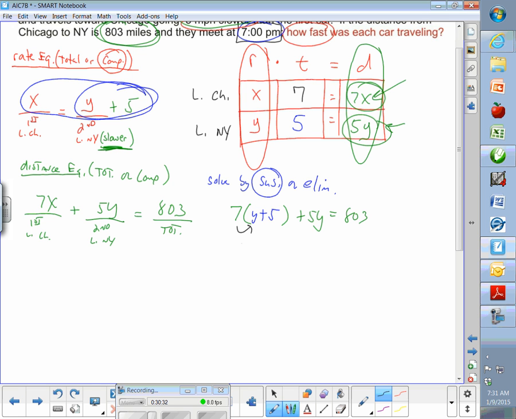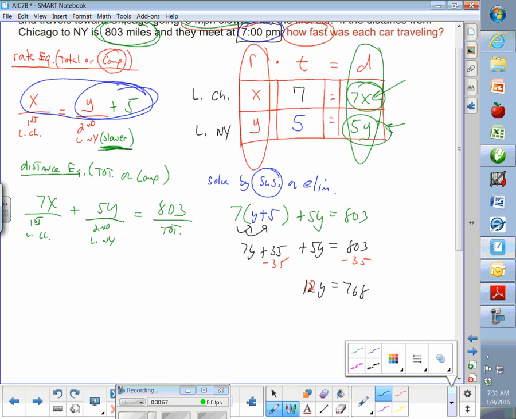Distribute. 7 times y, 7y, 7 times 5, 35, plus 5y equals 803. Let's move the 35. So what do we get? 12y equals, what is this? 768. Things multiplied times the variable, you move by multiplying both sides by the reciprocal, or do our shortcut. We'll divide both sides by 12.